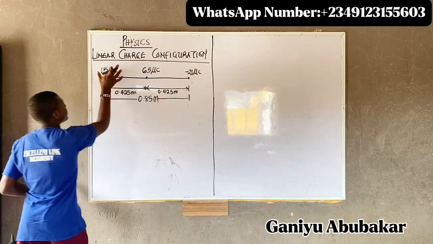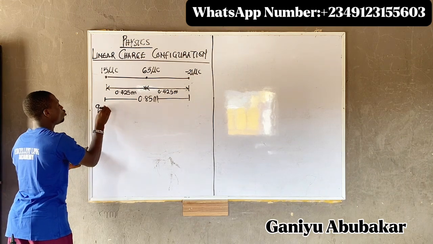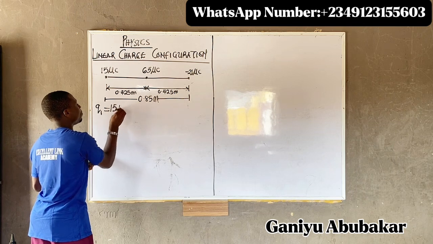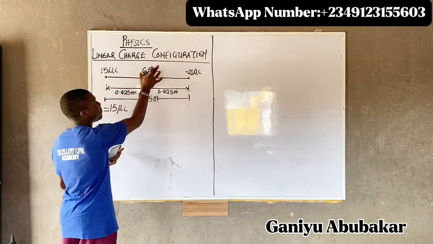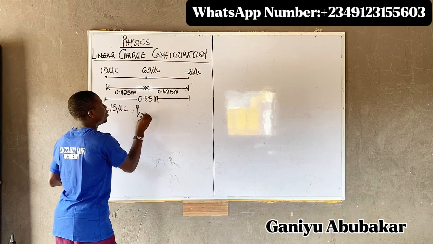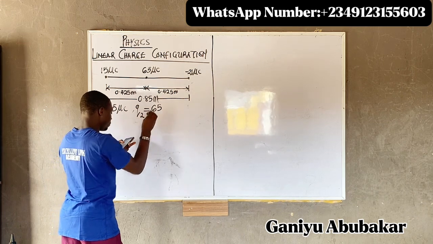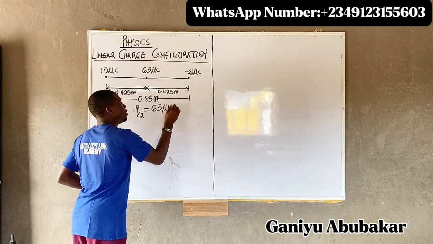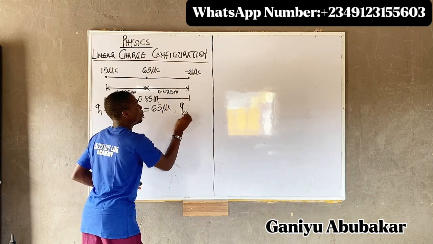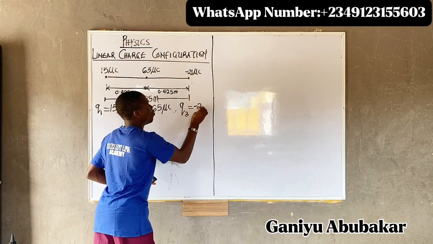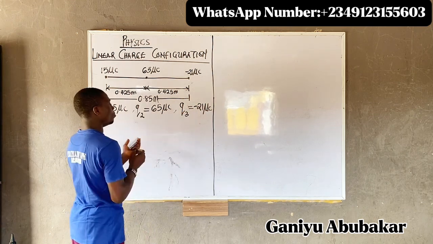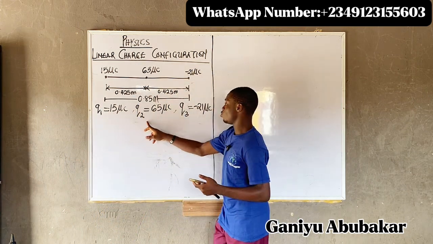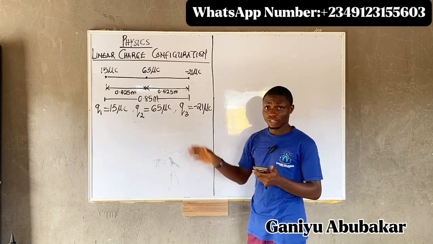So this is my first charge, Q1, which is equal to 15 microcoulomb. Next, this is my second charge, Q2, which is equal to 65 microcoulomb. Finally, the last one there is Q3, so Q3 is equal to -21 microcoulomb. I have identified each charge: Q1, Q2, and Q3.